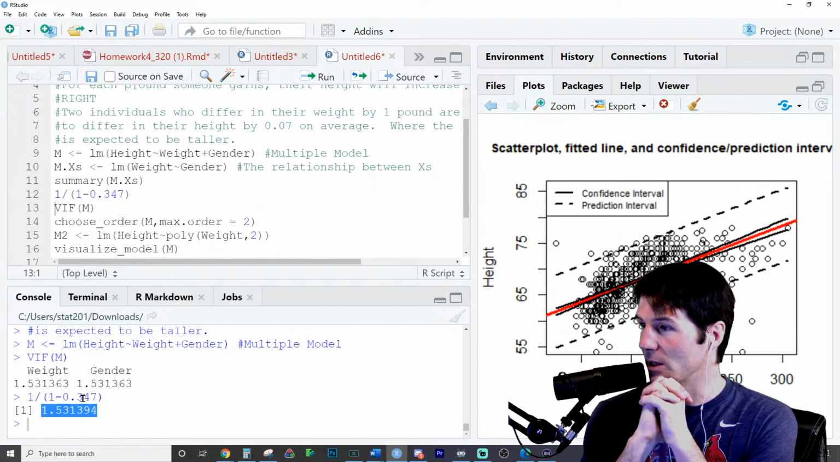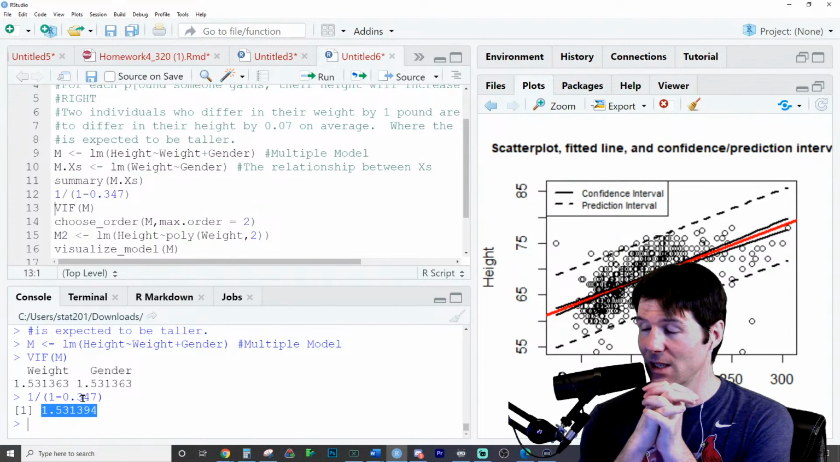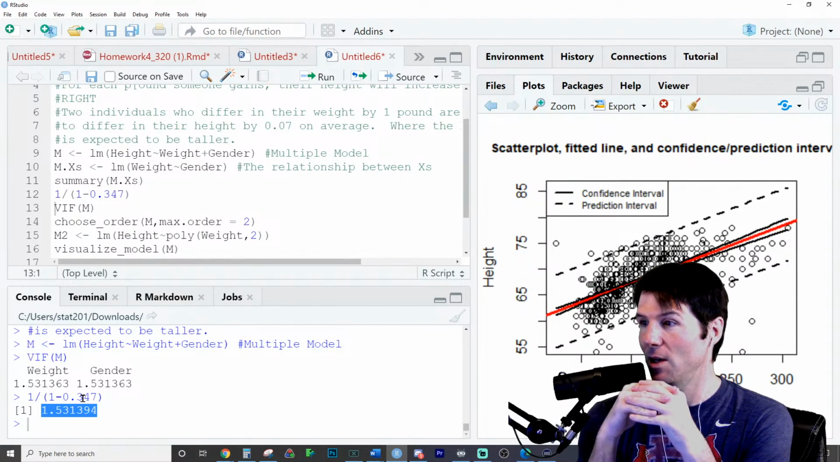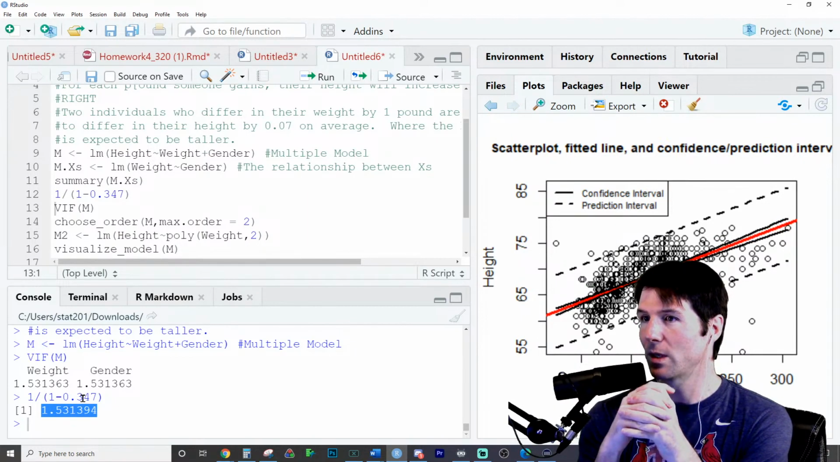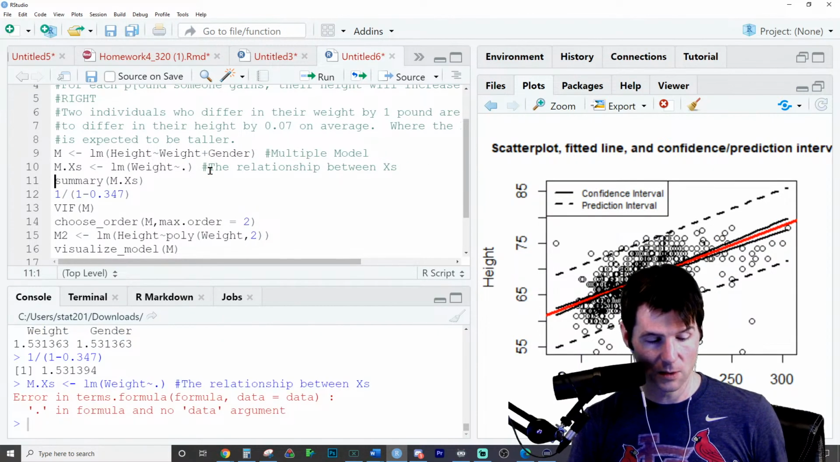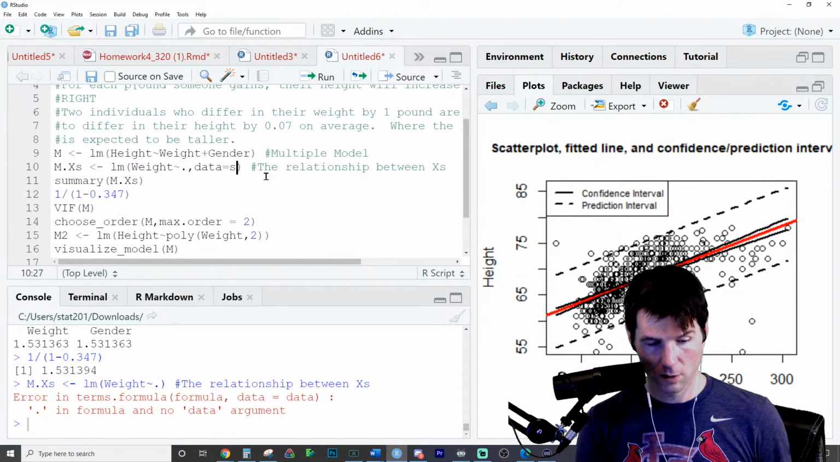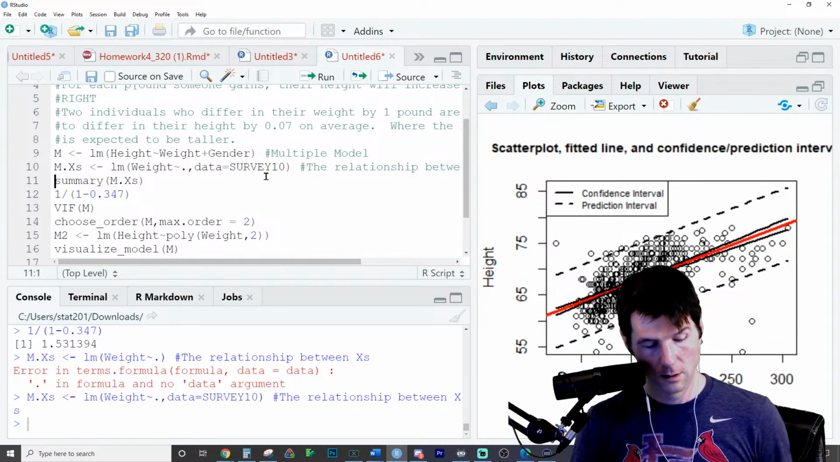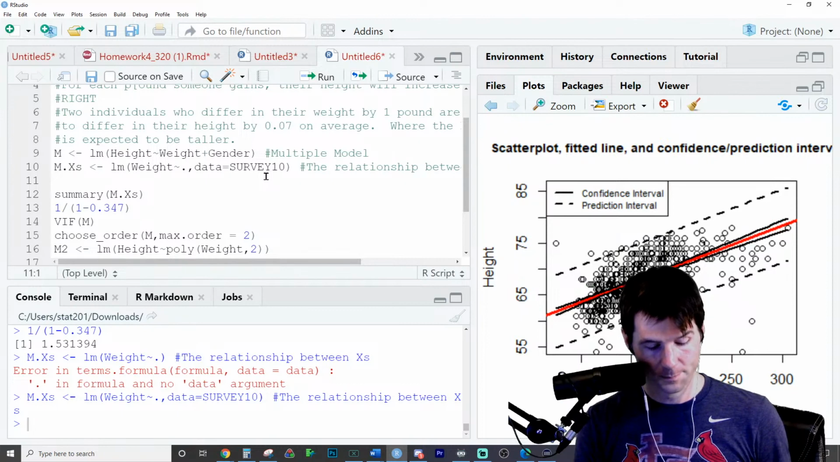Really good questions, pretty advanced. We've done a lot of work on the assignment today. Any last questions? But this is not a good thing. We can quickly examine variance inflation factor. Like if we just do something crazy right here, oh, it's super mad. Oh, comma data equals survey 10. There we go. Now it's no longer mad.